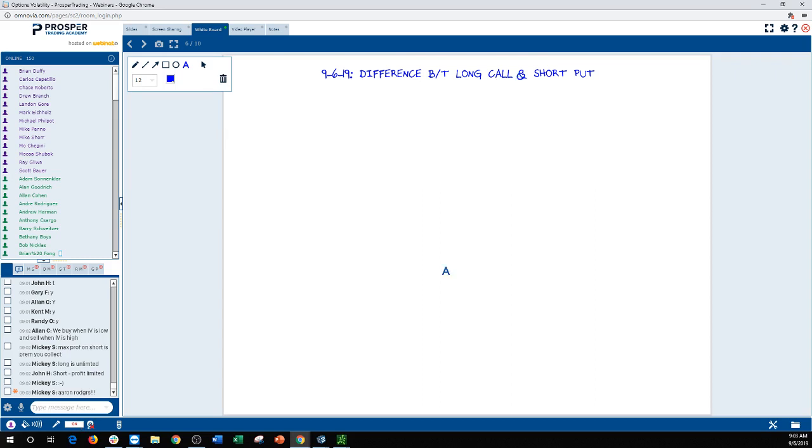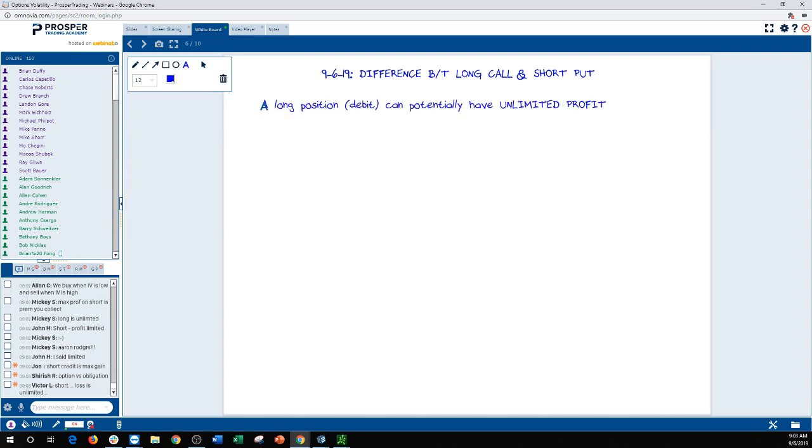Okay, so a long position, a debit, can potentially have unlimited profit. Okay, if you're just long an option, not a spread, we're just talking about a long option, long call or long put. Now, why do I say potentially have unlimited profit? Okay, why do I say potentially have unlimited profit?